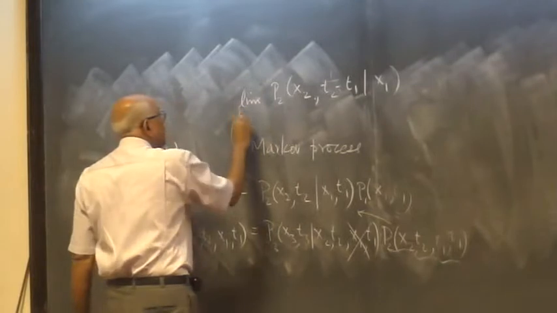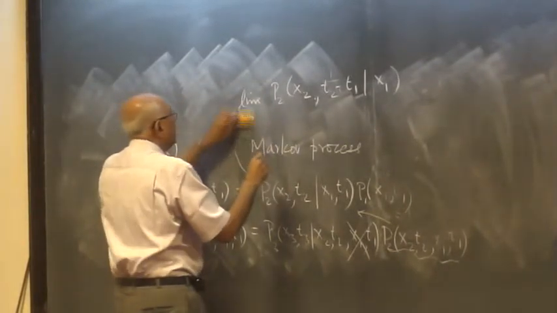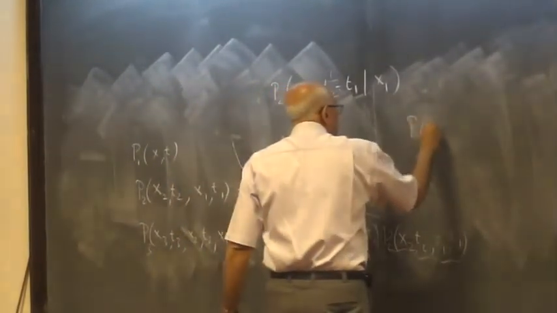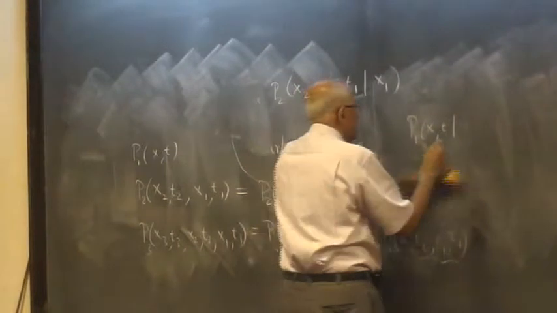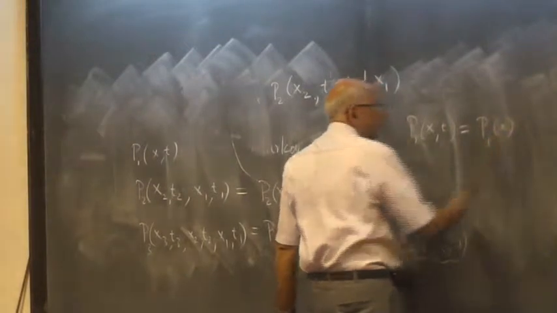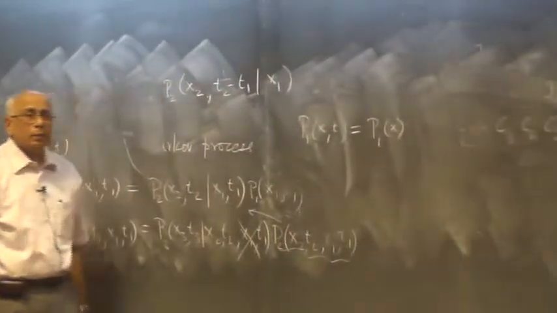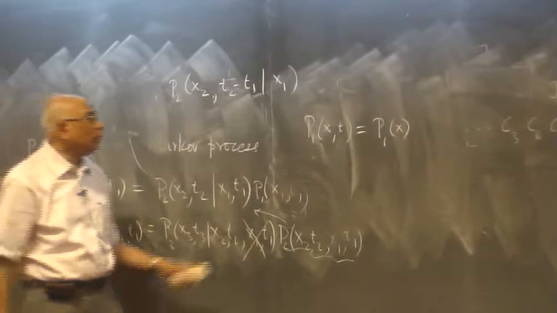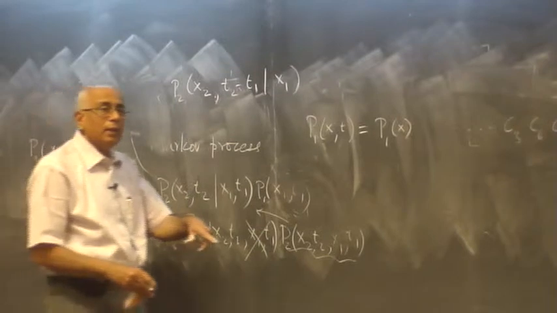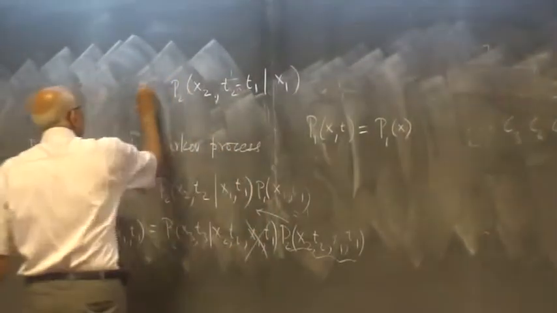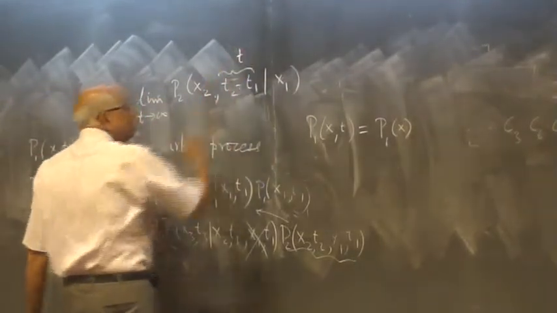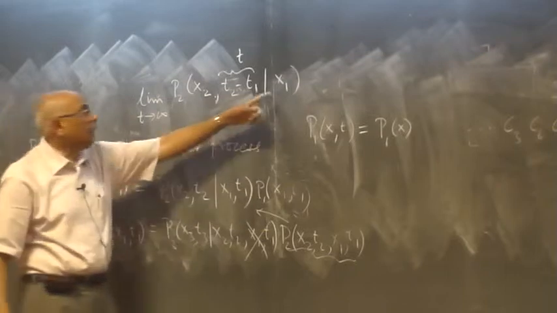of this fellow as t2 goes to infinity. It also implies, by the way, that this quantity here, P1 of x comma t, should become independent of time. Because time origin doesn't matter at all. You remove it and it becomes independent. Moreover, you also expect another thing. You also expect that the limit, as t tends to infinity, of this quantity, let me call it t, should not depend on x1.